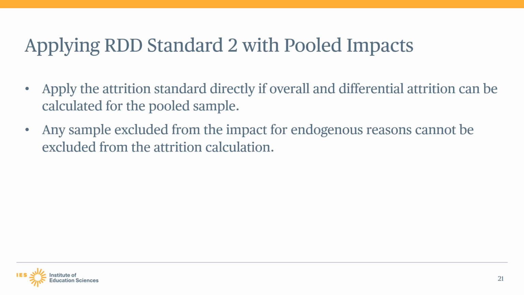In the case of a pooled impact, RDD standards 2A and 2B, as we have just described, can be applied directly if the authors calculate and report overall and differential attrition using the pooled sample. Any sample excluded from calculating the pooled impact for reasons of endogeneity, such as a lack of consent or issues with intervention implementation, cannot be excluded from attrition calculation. RDD Criterion 2c can also be applied directly as previously described.